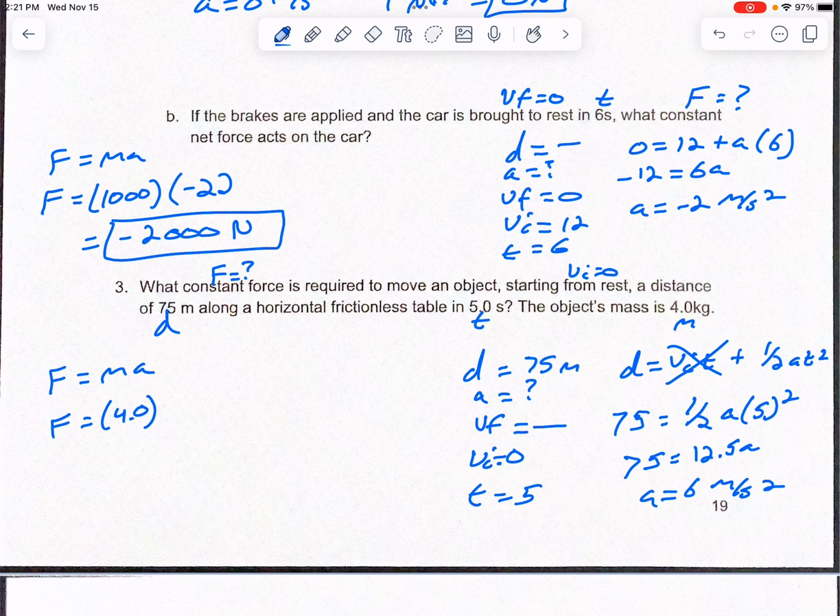Now I can bring that over here to my F equals MA. So 4 times 6, and I get a force of 24 newtons. And that will end that one.